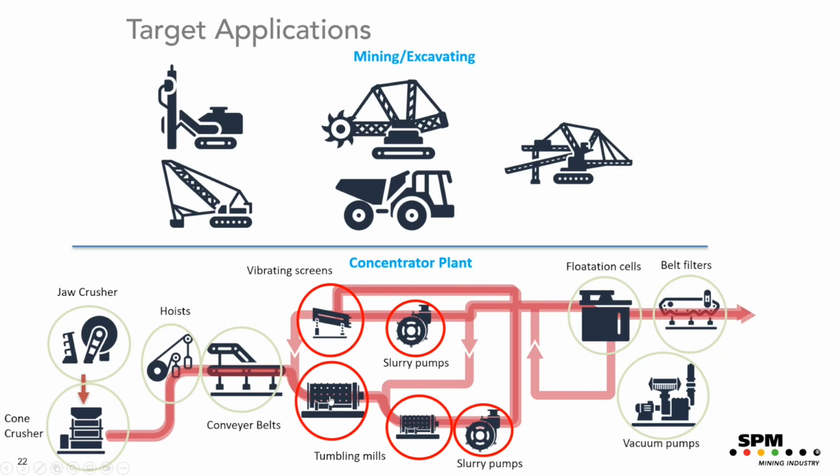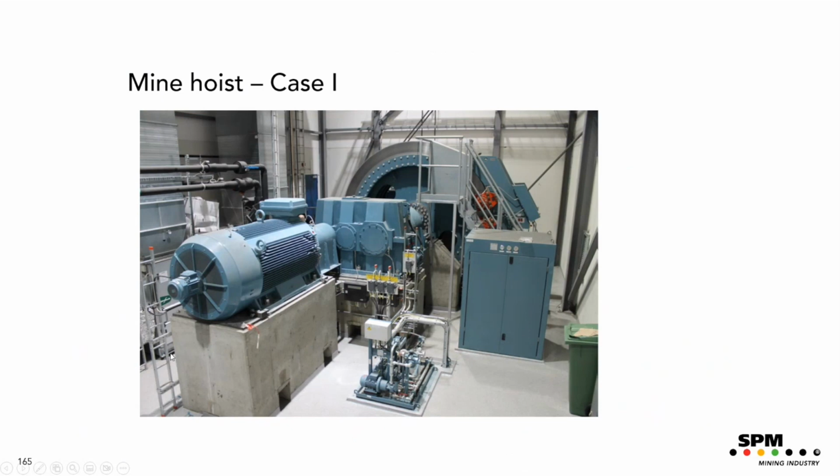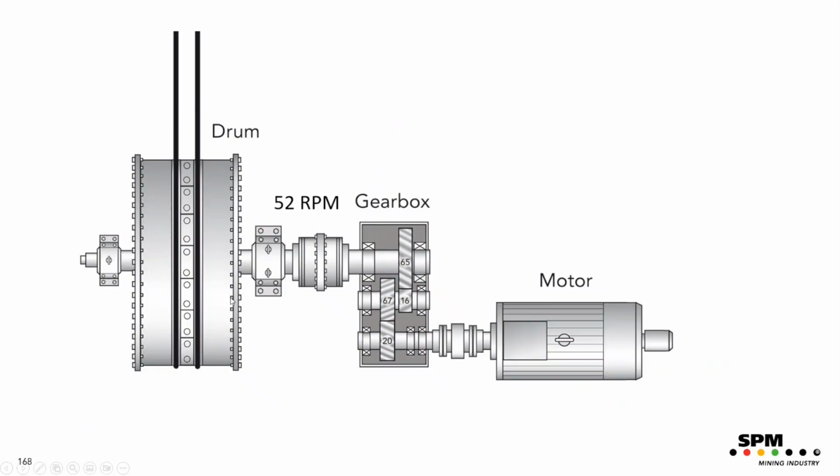Another application that is very critical is hoists. And we have one case here. The drivetrain looks like this. You have an electrical motor, a two-stage gearbox, driving a wire drum like this. And what is interesting here is that there are helical cut gears.